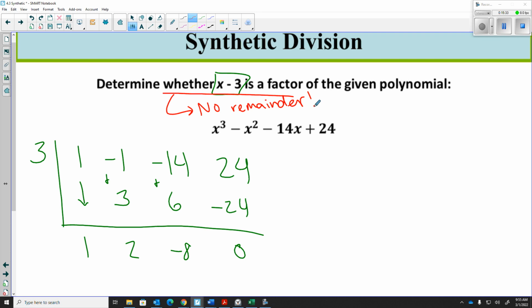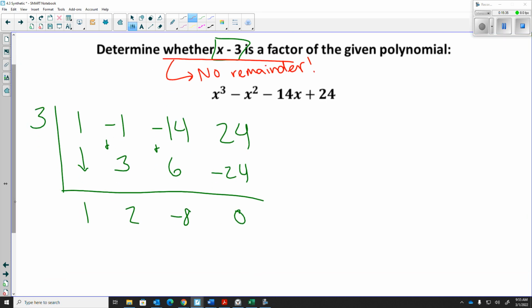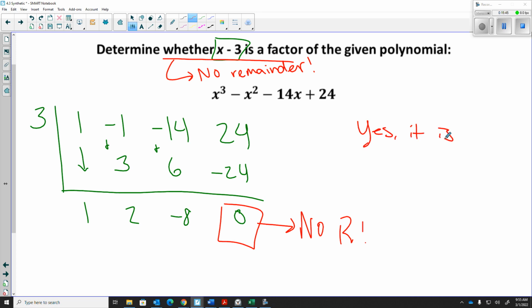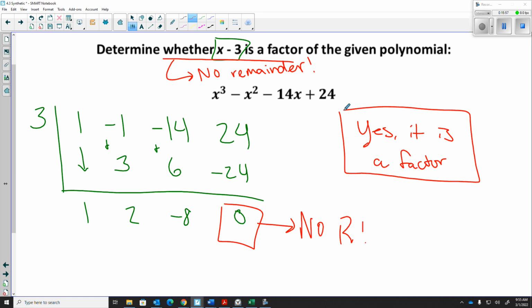So since I don't have a remainder, I can say yes, it is a factor because it divides it evenly without a remainder. Is this making a little bit of sense? So if you divided it and you did get a remainder, then it's not a factor because it didn't divide it evenly. Doesn't work. Okay?